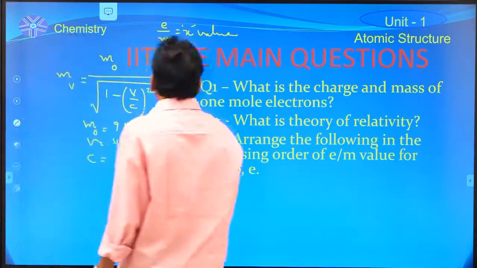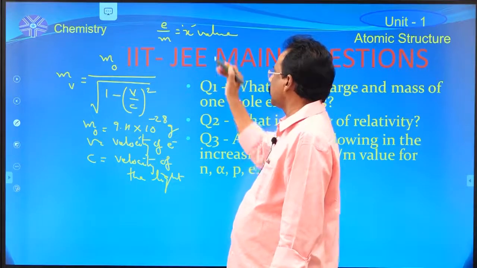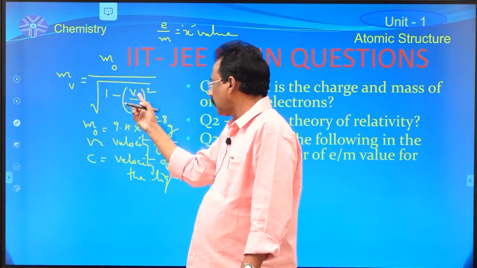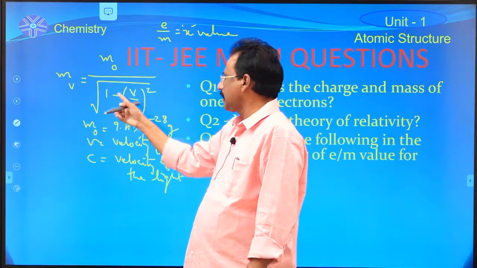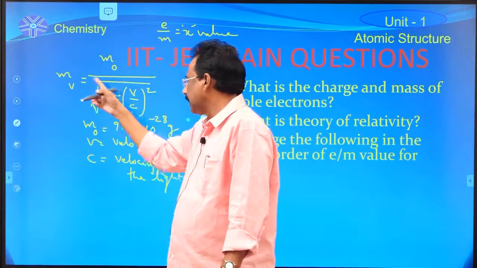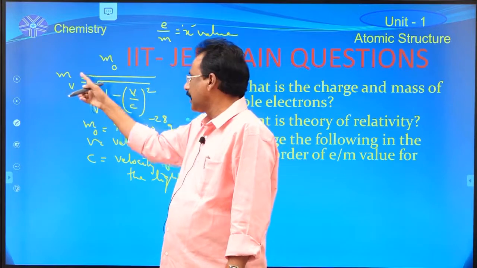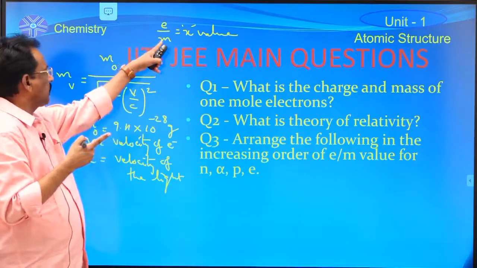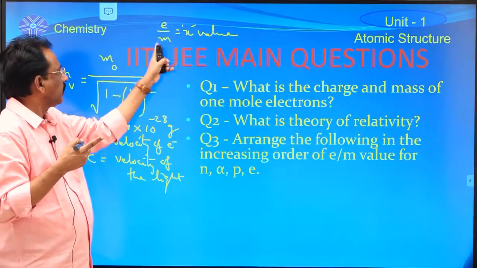According to J.J. Thomson's determination, the formula used to calculate the specific charge of any particle is e by m. According to the theory of relativity, when the speed of the electron increases, the denominator value, 1 minus v by c whole square, decreases. These two are inversely proportional to each other. That's why when the speed of the electron increases, the mass of the electron also increases. When the mass of the electron increases, this value decreases, because the value and mass are inversely proportional to each other.